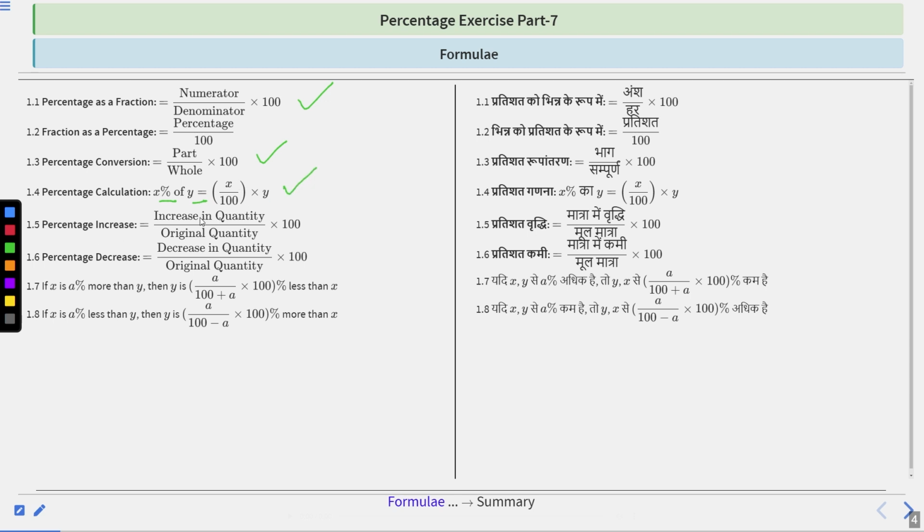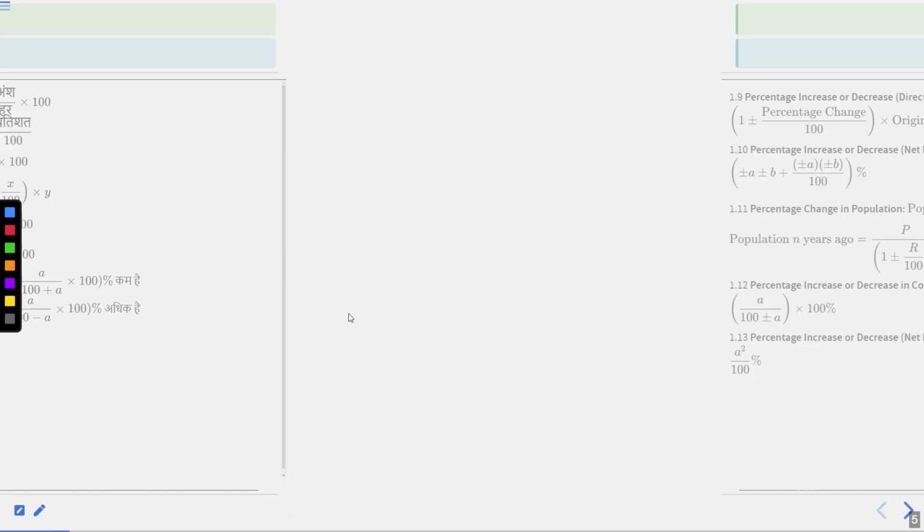Percentage increase is increase in quantity upon original quantity multiplied by 100. In the same way, percentage decrease is decrease in quantity upon original quantity multiplied by 100. Next one: if x is a% more than y, then y is a upon 100 plus a multiplied by 100% less than x. Same way, if x is a% less than y, then y is a upon 100 minus a multiplied by 100% more than x. We will see some other formulas.